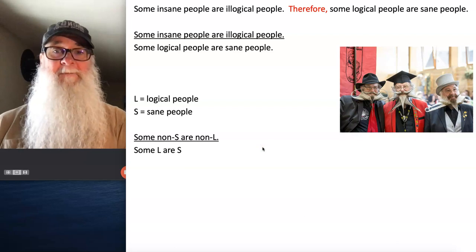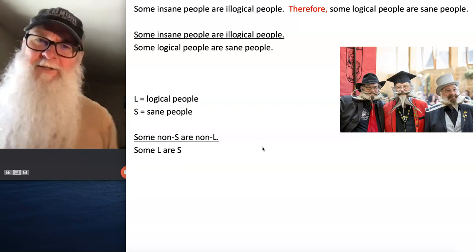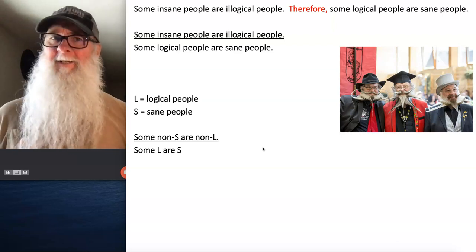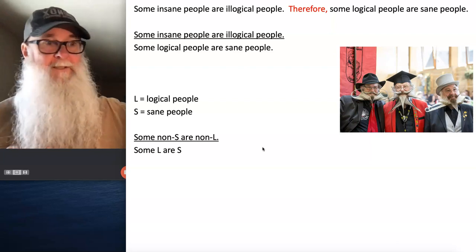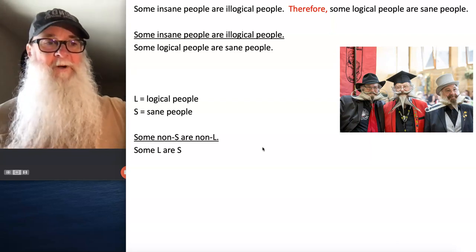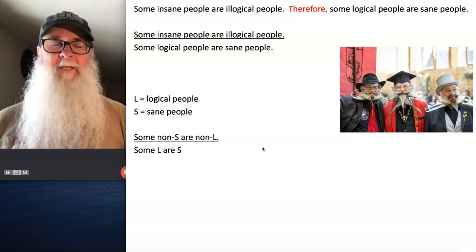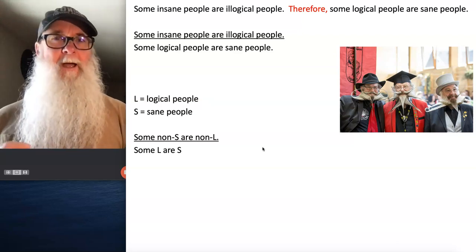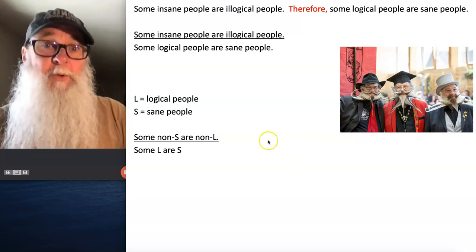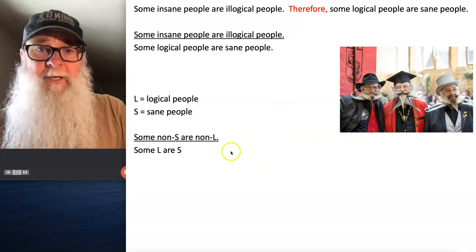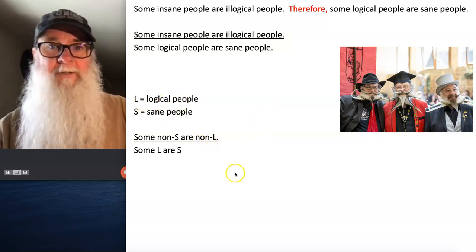When we symbolize the argument, we see we've got some non-S are non-L, therefore some L are S. And you can again see, as I indicated in an earlier lecture, when you reduce these arguments down to symbols, and boy, is this ever going to be clear as we move forward into more complicated arguments in the future, when you reduce these down to symbols, you make it so much easier to look at the form of the argument and determine what's going on. So good for you for taking the time to reduce your arguments down to symbols and always indicating what categories your individual letters refer to.